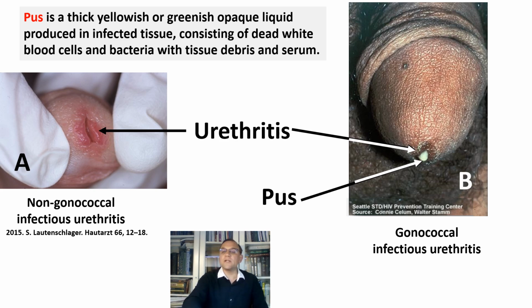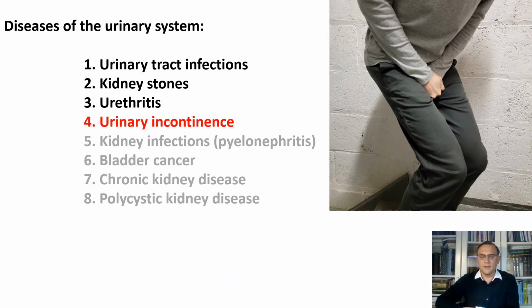Now let's move on with urinary incontinence. Urinary incontinence is the involuntary loss of bladder control leading to the accidental leakage of urine. It can occur due to weakened pelvic floor muscles, nerve damage, hormone changes, or other underlying medical conditions.